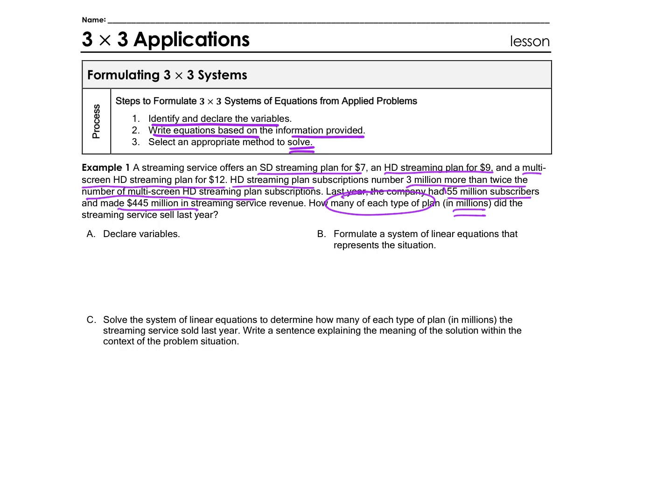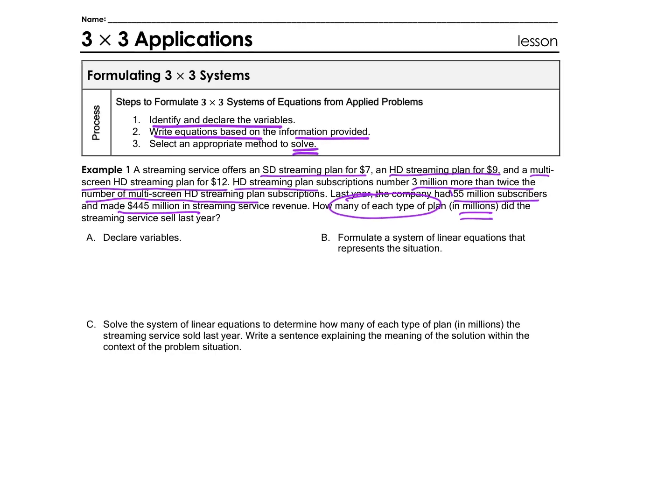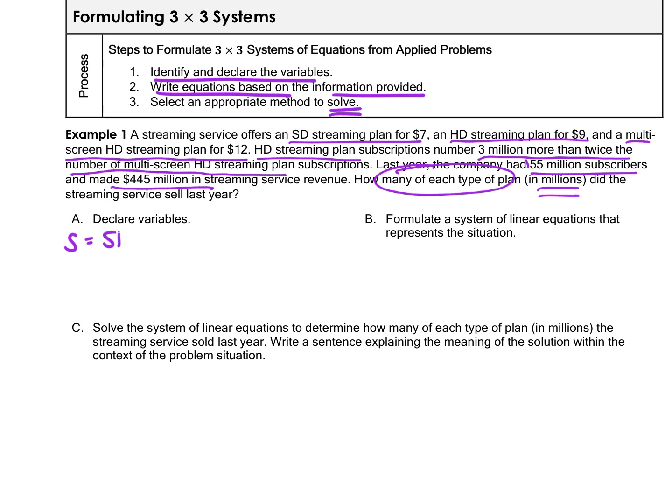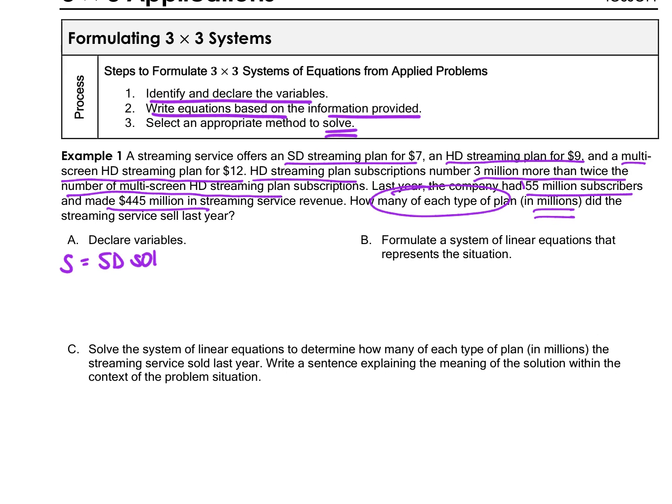So we're first going to declare our variables. You can use X, Y, Z, you can use whatever variables you want as long as you define them. So I'm just going to say S is going to represent the SD streaming plan sold. And then H is going to be your HD sold. And then M is your multi-screen HD sold.